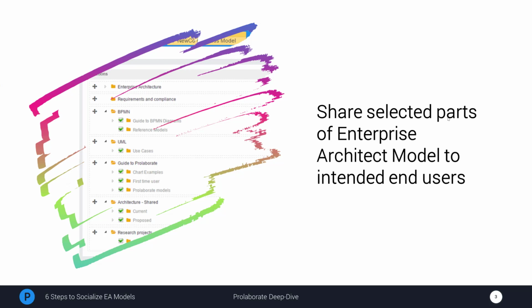But for a new user, it has always been a little daunting or overwhelming to go through the entire model to find the right information. Prolaborate allows us to pick and choose the parts of the model that would be interesting for a particular user group or a user.